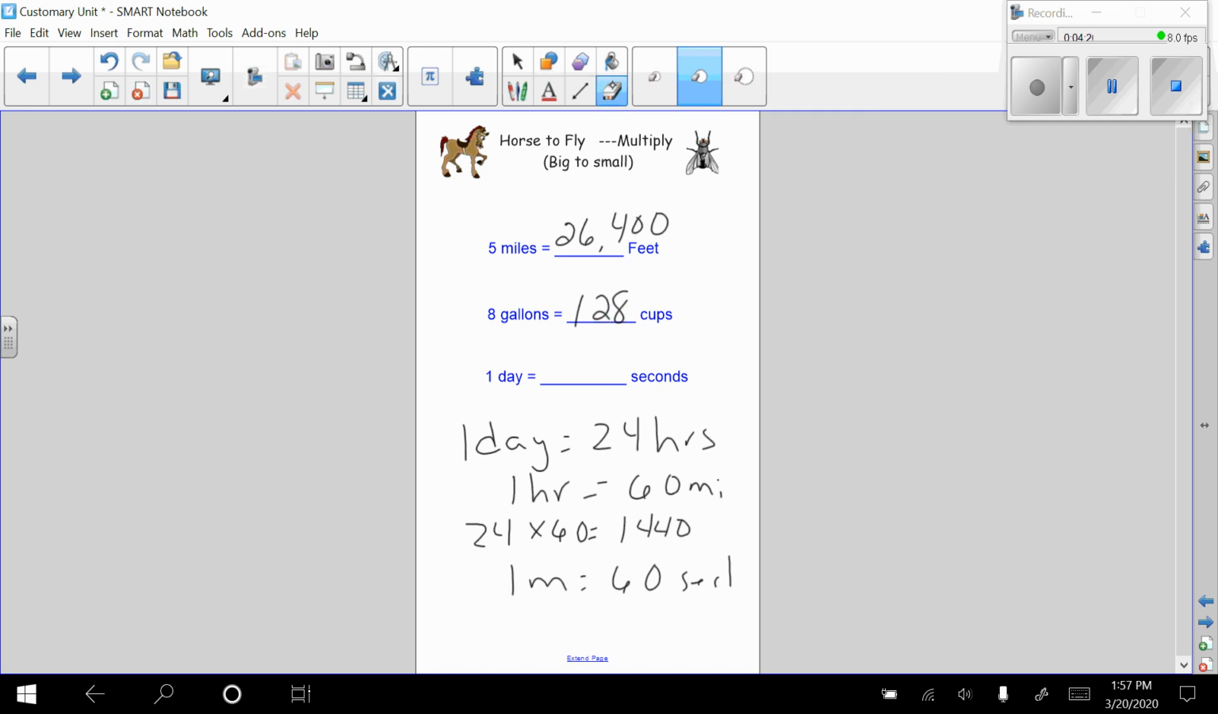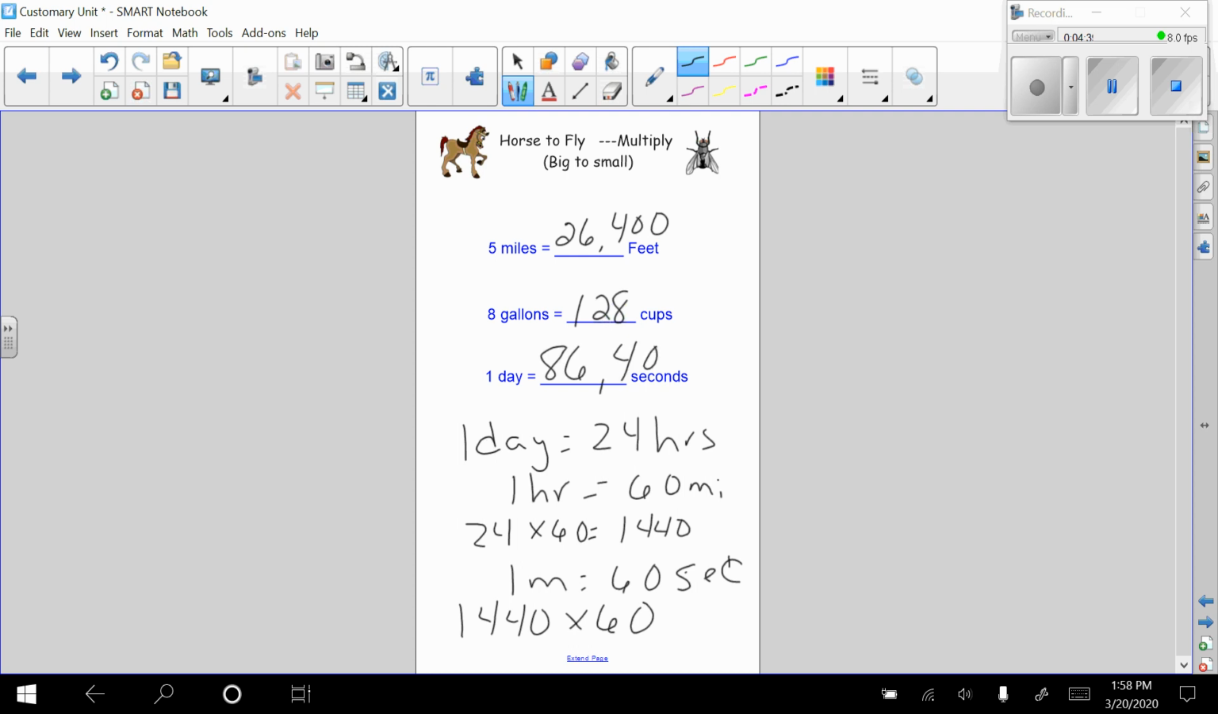Kind of hard to see there. Let me go ahead and write that a little better. Didn't write so well for me. Seconds, we'll abbreviate. All right, so I have to take my 60 seconds and multiply it by my number of minutes. So 1,440 times 60 gives me how many seconds in a day? That means I have 86,400 seconds in 1 day.